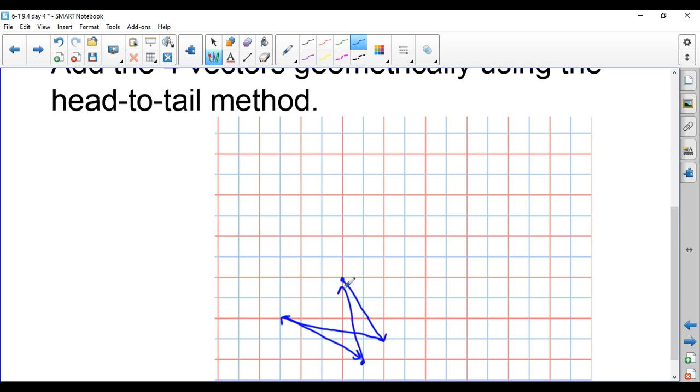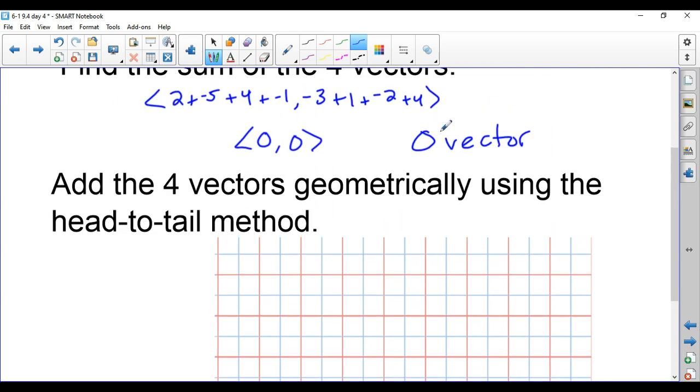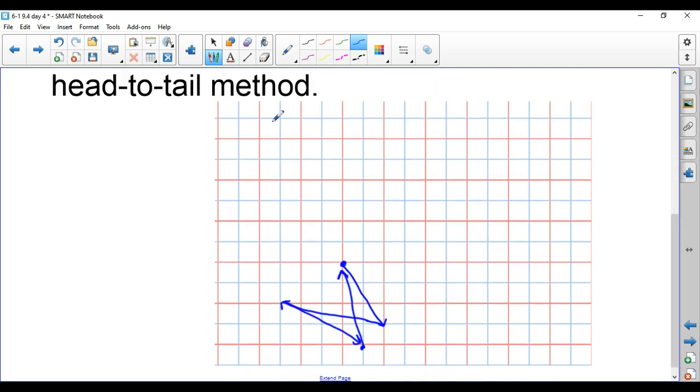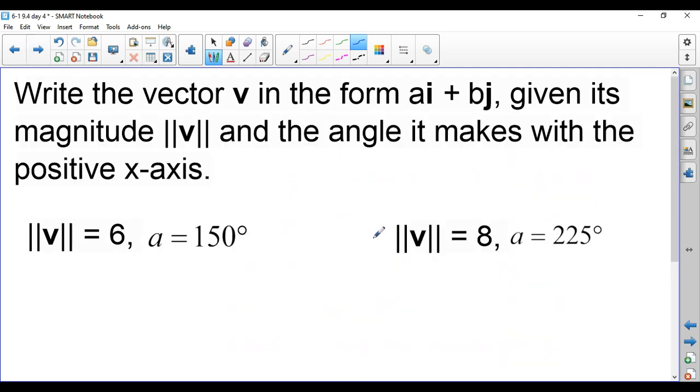And if we look at this, when we add those 4 vectors together, we end up at the same point we started. The total is the 0 vector that goes nowhere. You can see it algebraically, we can see it graphically. A couple other problems we can do with vectors. This is going to look a lot like what you did earlier in this chapter.